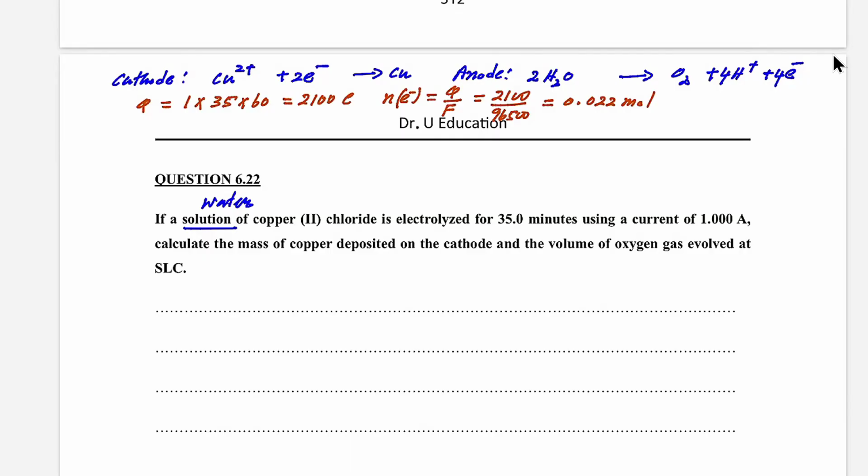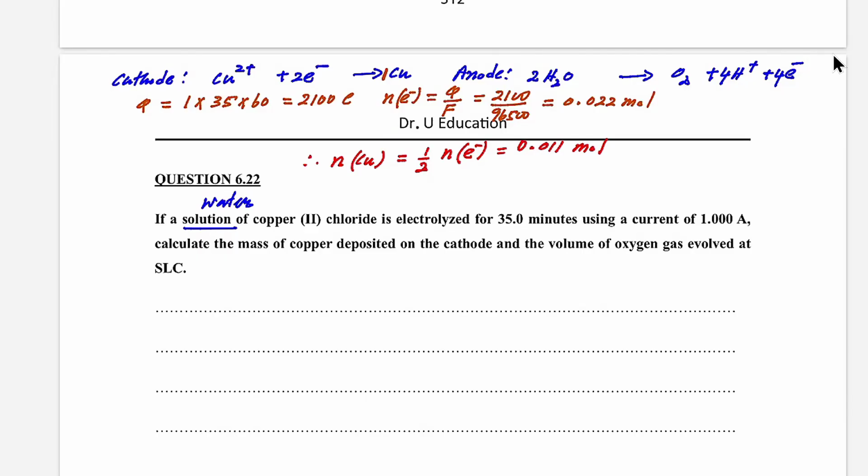So calculate the mass. Okay. So now you can see 2 to 1 ratio, right? So 2 to 1 ratio. So then you can say the amount of copper is equal to half of the electron amount. You agree with me? Why? 2 to 1 ratio. So that would be half of that. So this could be 0.011 moles.